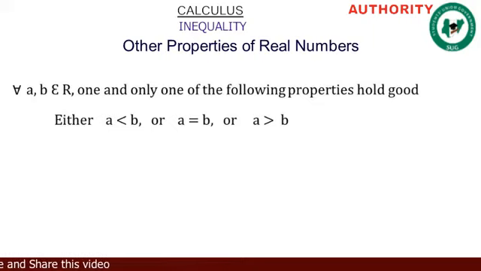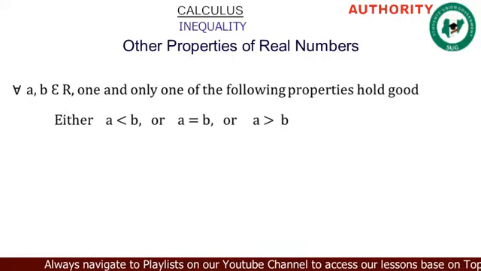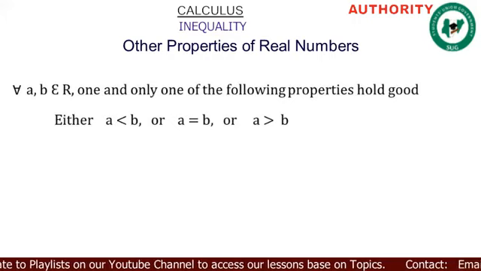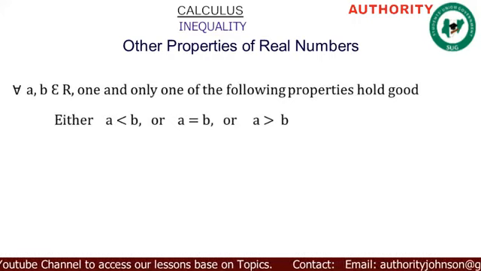So when you pick two numbers from real numbers, let's just take A and B. Let's say that the two numbers you pick from real numbers are A and B. The relationship between A and B is either A is less than B, or A is equal to B, or A is greater than B.